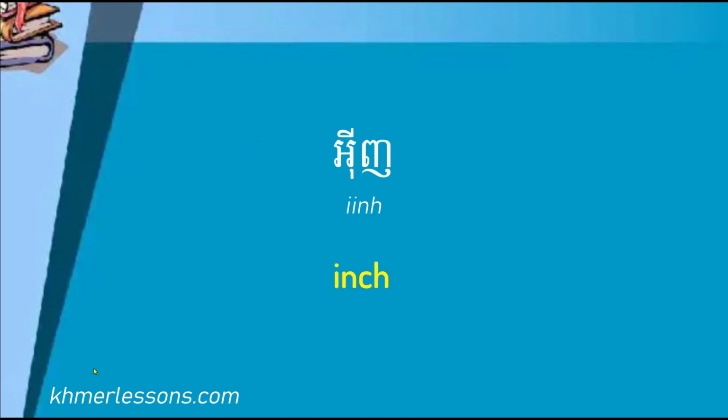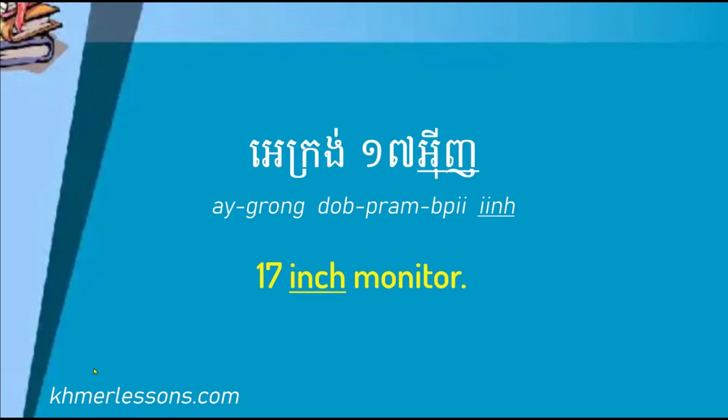Inch. In Khmer we say inch as well. 17-inch monitor. Ekrang dap bampi inch. Ekrang is the word for monitor, or sometimes people say monitor as well. So for the word monitor, you can use monitor or ekrang. And dap bampi inch is 17 inches.